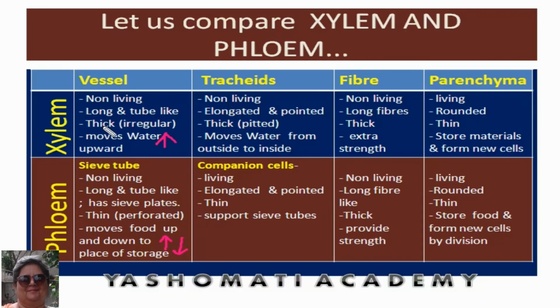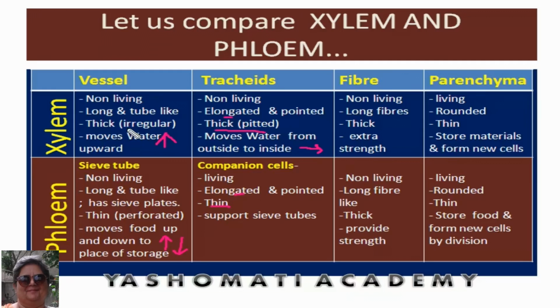Similarly, there are differences between xylem tracheates and companion cells. Though both are elongated with pointed ends, which is the similarity, the difference is that tracheates are pitted. There are some places where thickening is less, whereas in companion cells, there are no pits present. The cell wall is thin. The function of tracheates is to move water from outside to the inner side of the root. Whereas companion cells are associated with the sieve tubes. They help in loading and unloading of food.